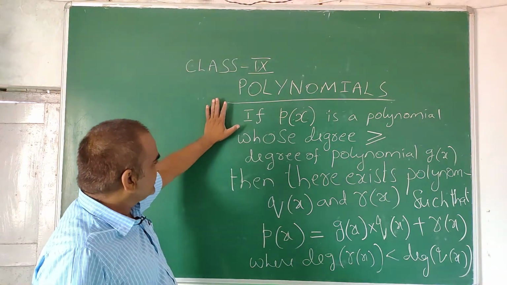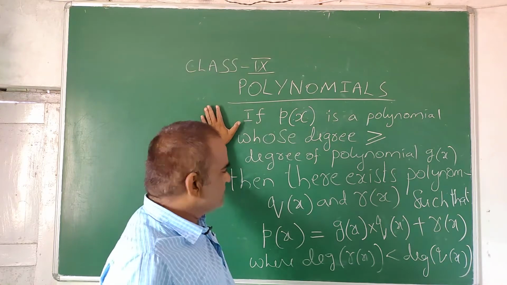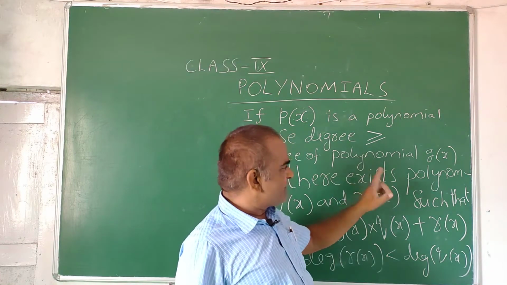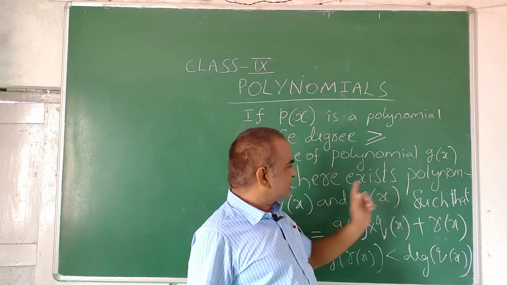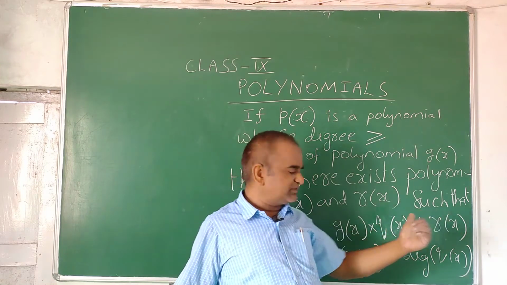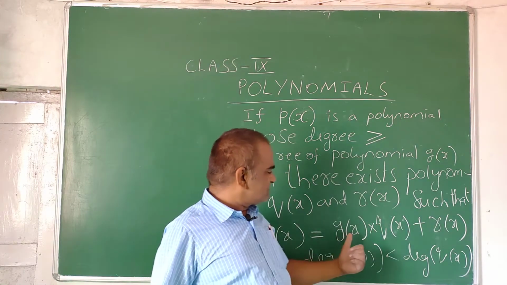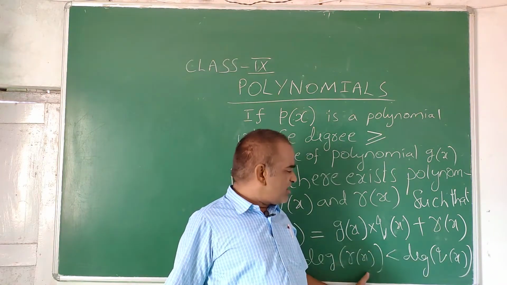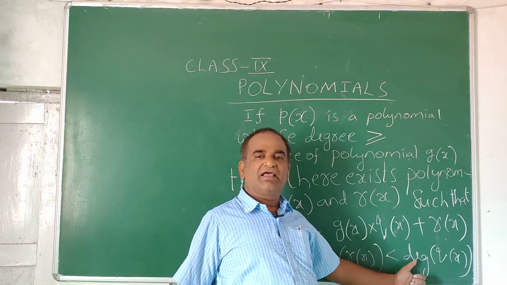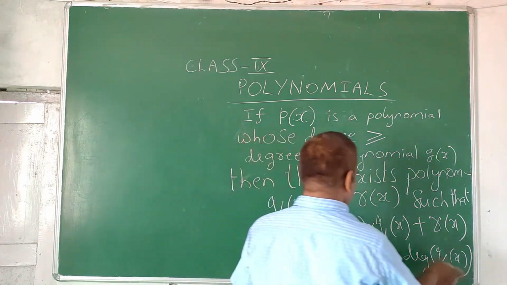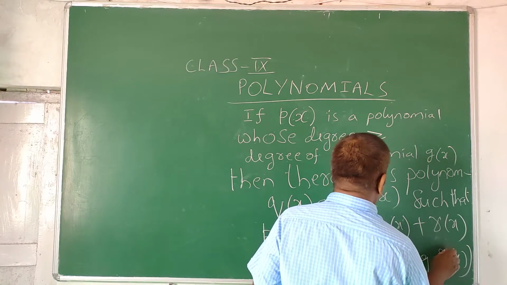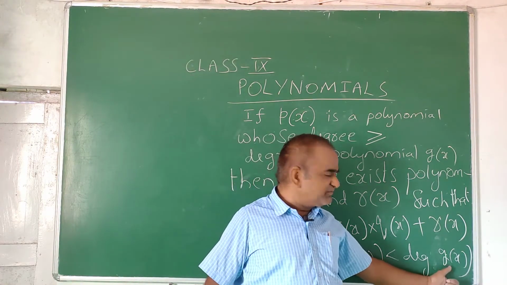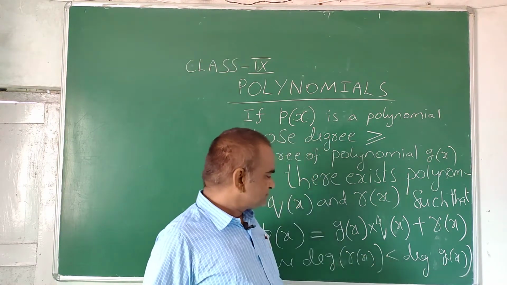Once I repeat, you see, if there is a polynomial p of x whose degree is more than or equal to degree of the polynomial g of x, then there exist polynomials q of x and r of x such that p of x is equal to g of x into q of x plus r of x, where degree of r of x is lesser than degree of g of x. Understood?